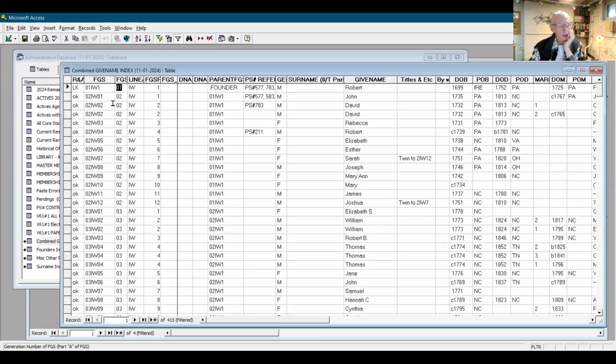So in this case, this Robert Parke comes from Ireland, 1725, and so he's the founder of the line here in the United States. So he is 01 IW1. What we have here is the full FGS broken apart by sections. Then we have two columns. If we have DNA tests or so forth, we can indicate that here. We have the parent FGS.